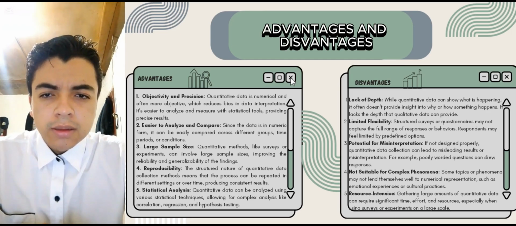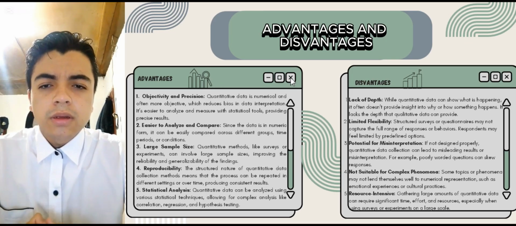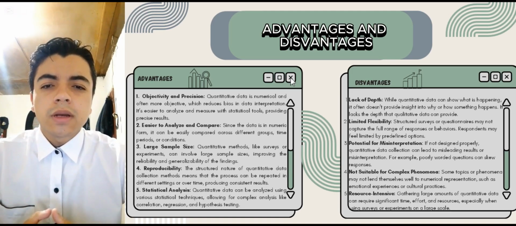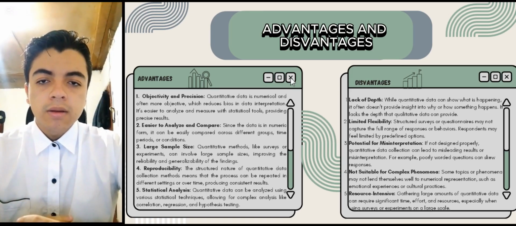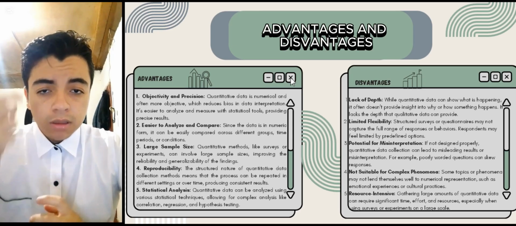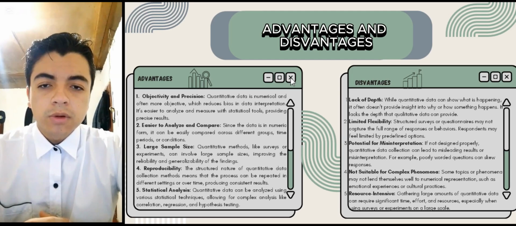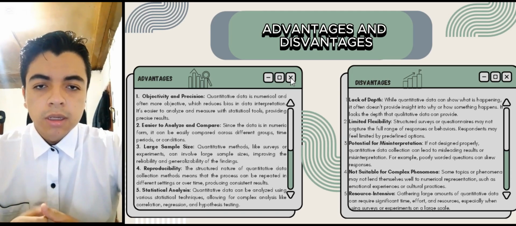Statistical analysis. Quantitative data can be analyzed using various statistical techniques, allowing for complex analysis like correlation, regression, and hypothesis testing. Disadvantages: lack of depth. While quantitative data can show what is happening, it often doesn't provide insight into why or how something happens. It lacks the depth that qualitative data can provide.